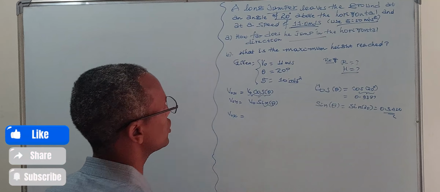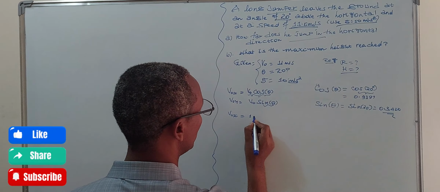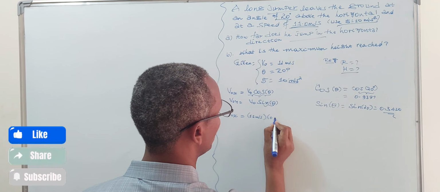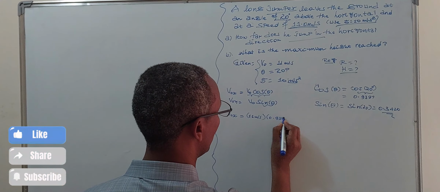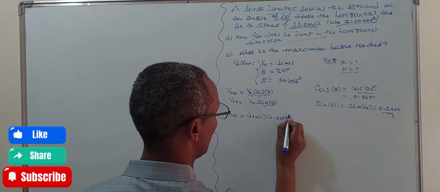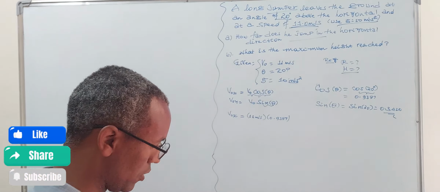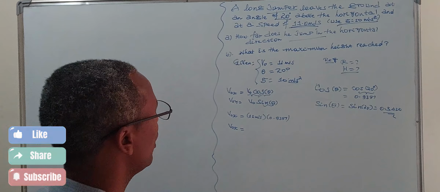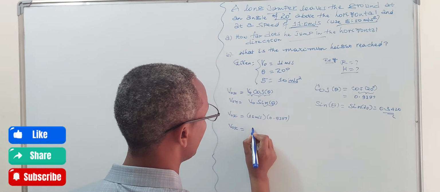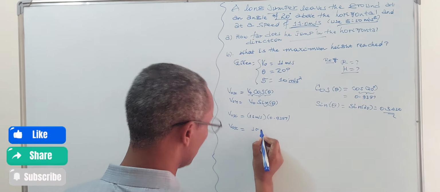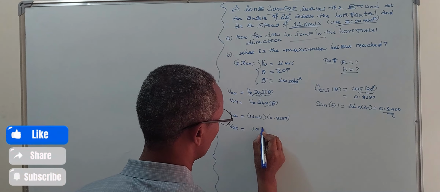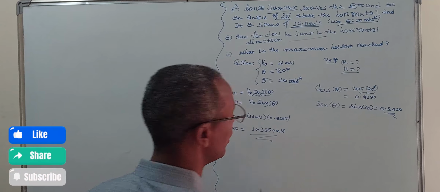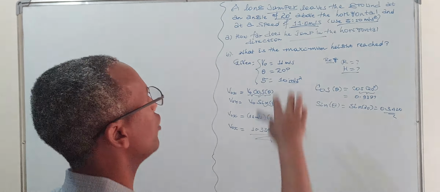sub x is equal to V naught, which is 11 meters per second, times 0.9397. Let me just confirm over here. Yep, that's right. So V sub x is equal to 10.367 meters per second. That is the horizontal component of this jumper.